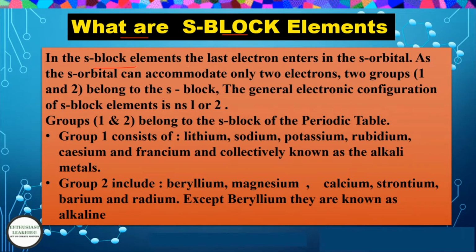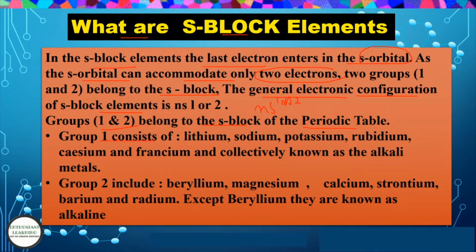In the S block elements, the last electron enters in the s orbital. As the s orbital can accommodate only two electrons, two groups, 1 and 2, belong to the s block. The general electronic configuration of the s block elements is ns1 or ns2. Groups 1 and 2 belong to the S block of the periodic table.